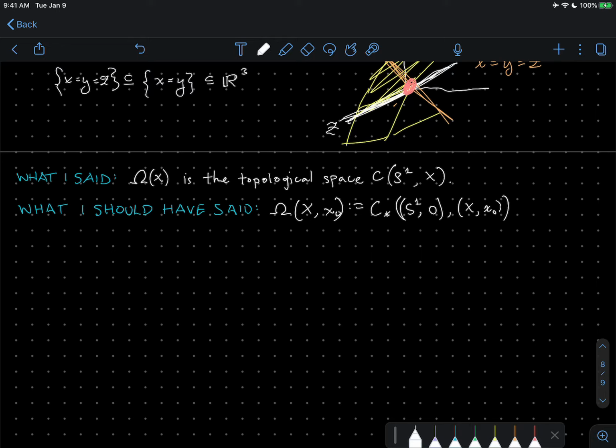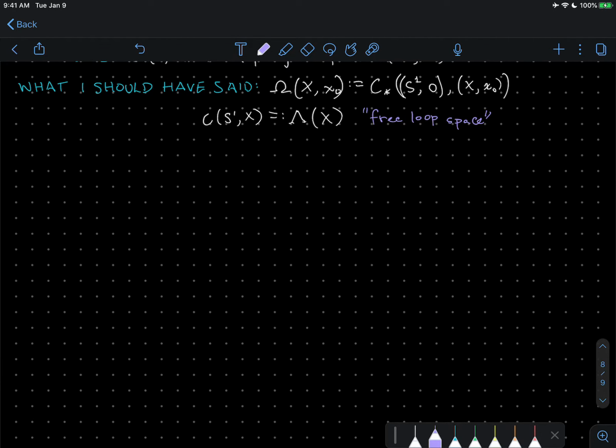Of course, there is a thing called C(S1, X), and I think there are different notations that you might come across. We could call this lambda of X, and this is called the free loop space. Okay, those are our corrections to the last lecture.